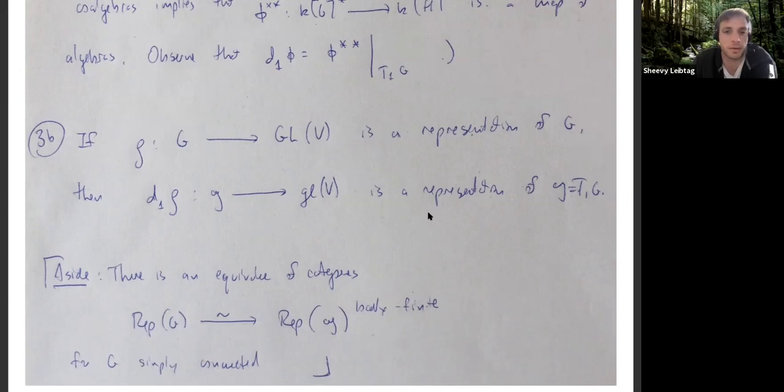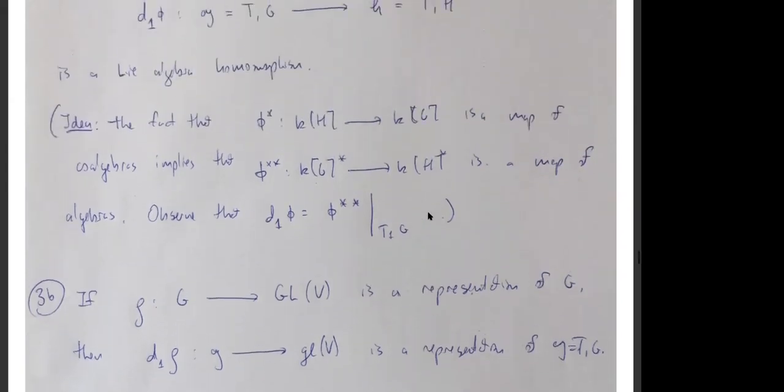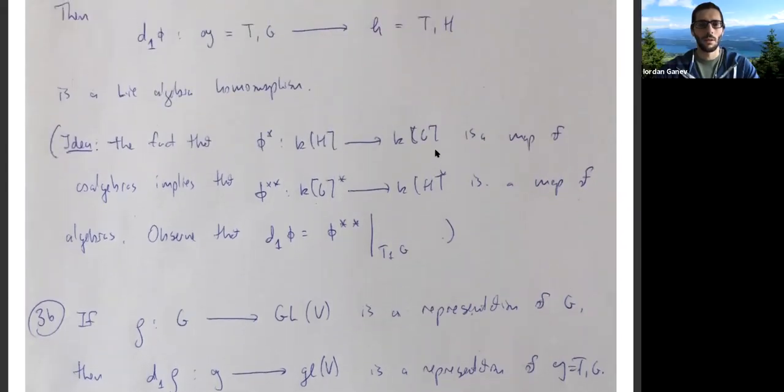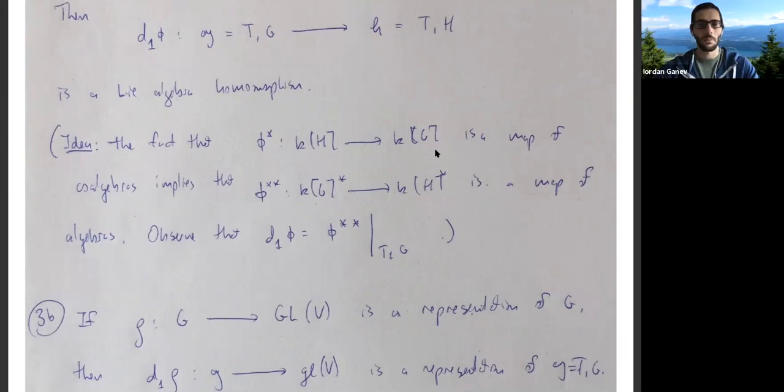I have a question about what you said. Why is this a map of coalgebras? Isn't this a map of Hopf algebras? It is indeed a map of Hopf algebras, but we only need the fact that it's a map of coalgebras, since any map of Hopf algebras is in particular a map of coalgebras. Why is it not a map of algebras? It is a map of algebras, but we only need the fact that it's a map of coalgebras.